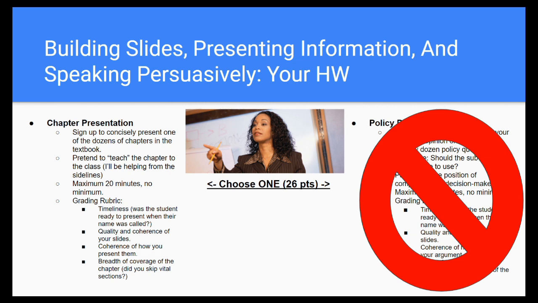So don't skip a vital part of the chapter. Don't skip an entire section. That is quite frustrating when a student clearly didn't get through the entire reading for the only chapter they're assigned and they left it completely off of the slides. Because now I don't know how well the student understood this section. I don't know if they avoided it just because they didn't understand it.